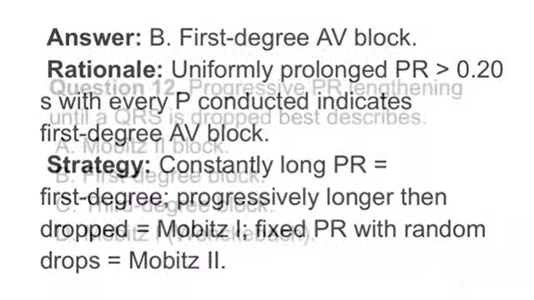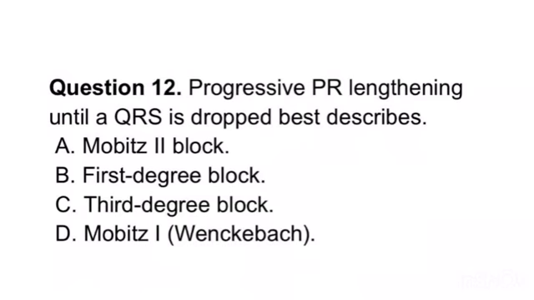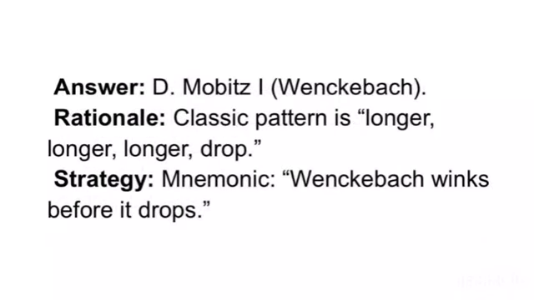Question 12. Progressive PR lengthening until a QRS is dropped best describes: A. Mobitz 2 block, B. First-degree block, C. Third-degree block, D. Mobitz I, Wenckebach. Answer: D. Mobitz I, Wenckebach. Rationale: classic pattern is longer, longer, longer, drop. Strategy: mnemonic, Wenckebach winks before it drops.